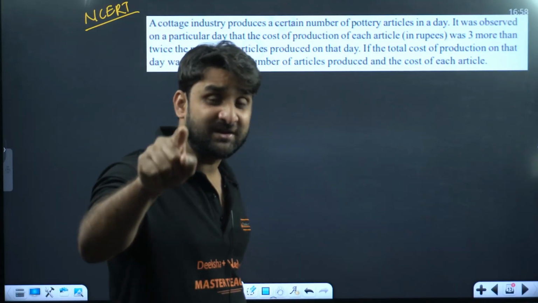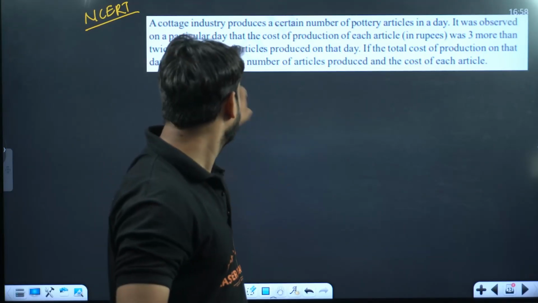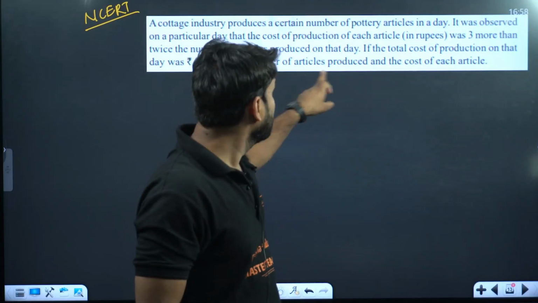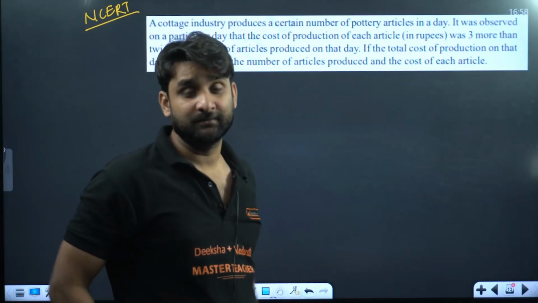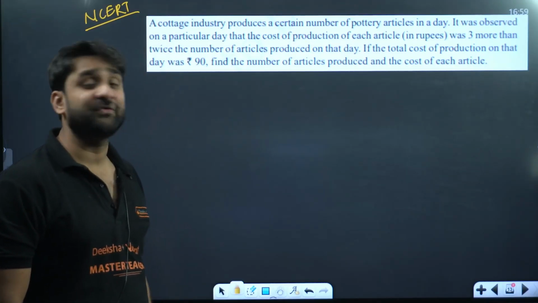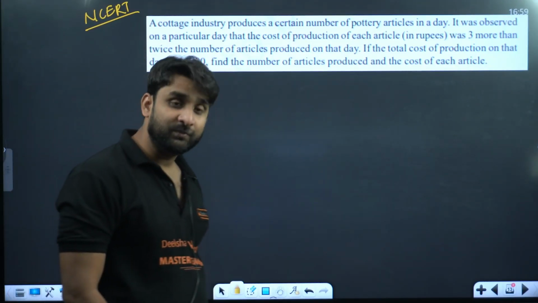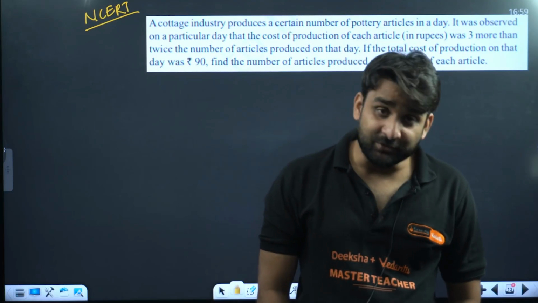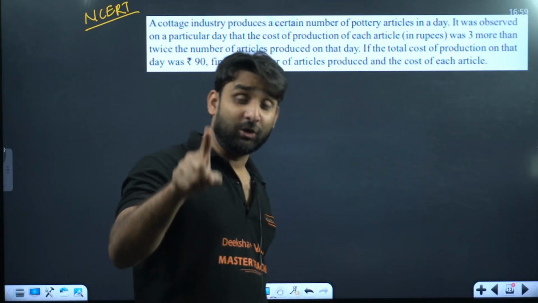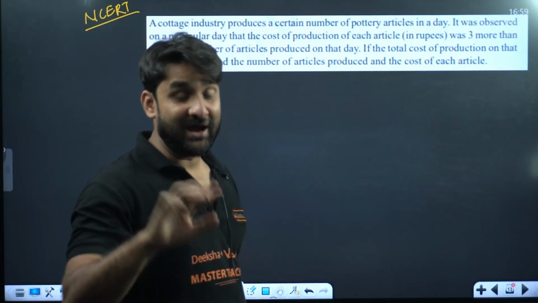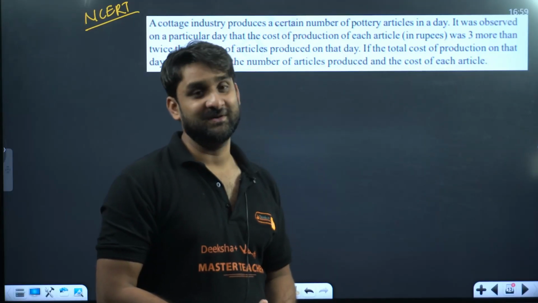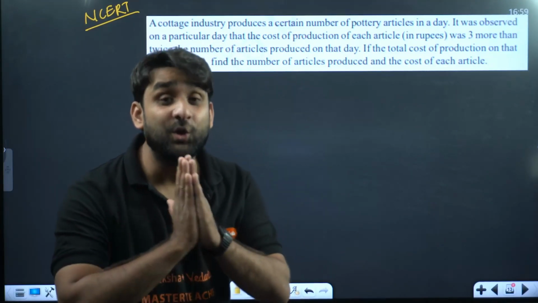So the question is asking you to find the number of articles, which is unknown to you all. We don't know the number of articles and the cost of each article. This is also unknown. So what we need to do? We have to suppose. After supposing the unknown value which is demanded by the question, only then will you be able to write the equation. And once you have done with the equation, the rest of the work will be basic calculation. So the first target is to make the equation.